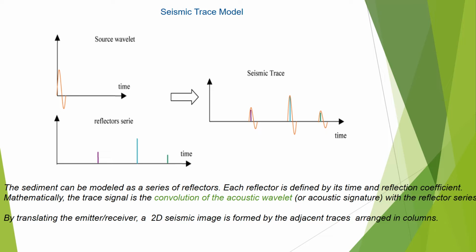Go again to the same seismic trace model which I have told. There is a source wavelet, and this is a reflector series, and the final output is a seismic trace containing the source wavelet along with the reflector series. This is the convolution of the acoustic wavelet with the reflectivity sequence. So our main objective is to translate the emitter receiver and to obtain the 2D seismic images formed by the adjacent traces that are arranged in columns from these traces.